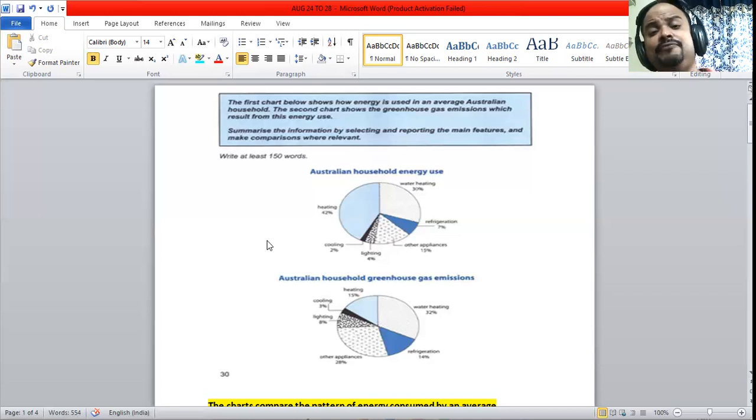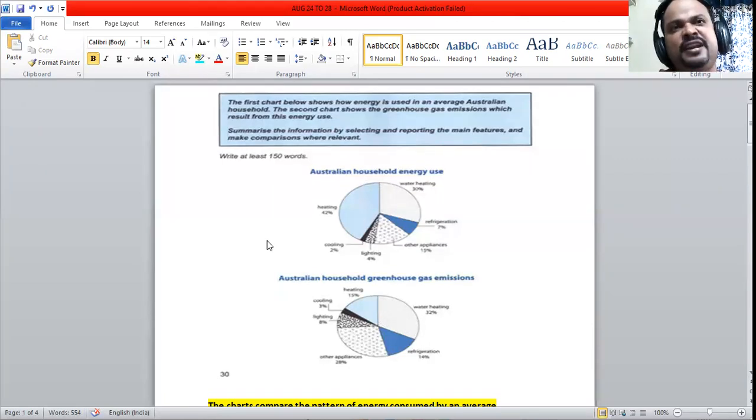Or else we can give the introduction together. The first chart shows like that, the second chart shows like that. Turning to the first chart, turning to the second chart. This is the second way. But we have another option here. We give the introduction together. This is also given and this is also given in the introduction. Then give the overview. And then take the highest proportion of energy use.